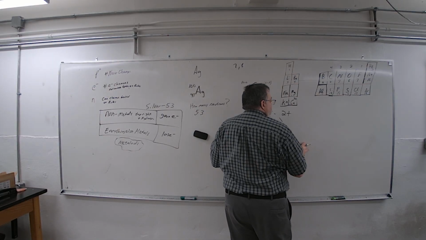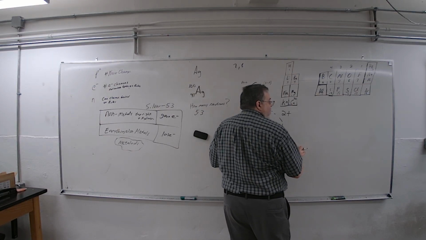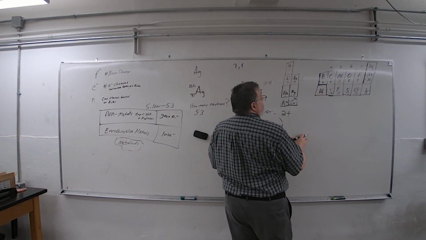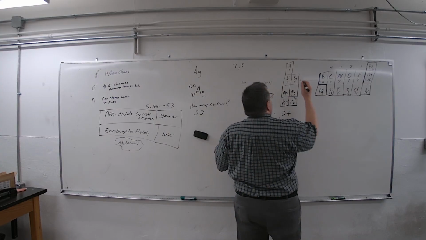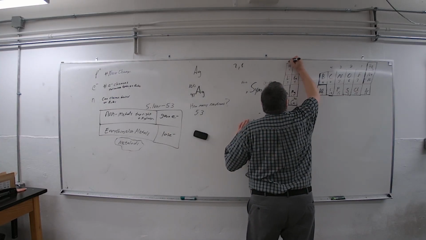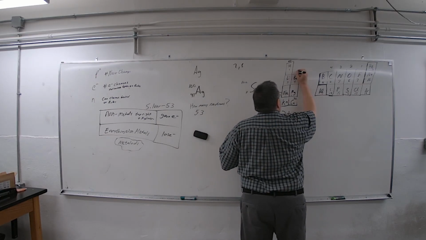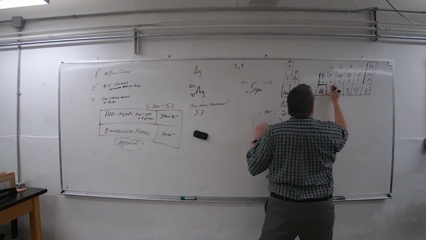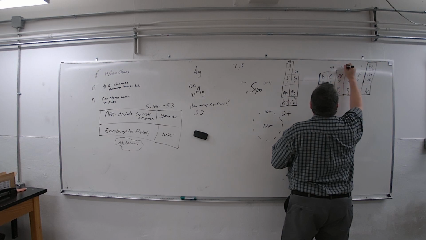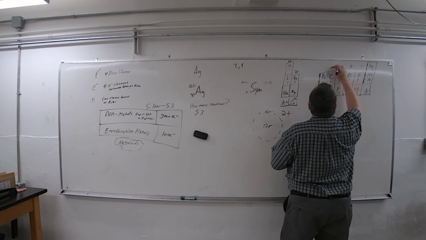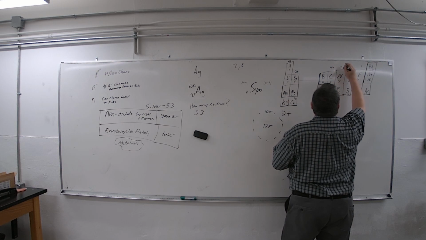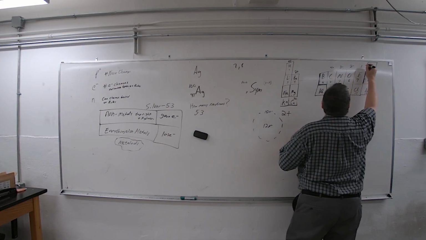So really what it comes down to is hydrogen's weird. It can lose an electron and become positive, or gain an electron and become negative. Most of the time, for our cases, it'll be the positive. But everything in this column, when it's an ion, will be +1. When this is an ion, it's 2+. When these are ions, 4 negative, 3 negative, 2 negative, 1.